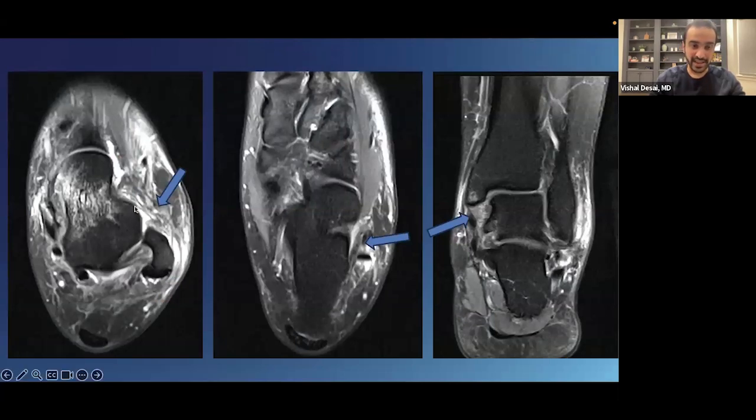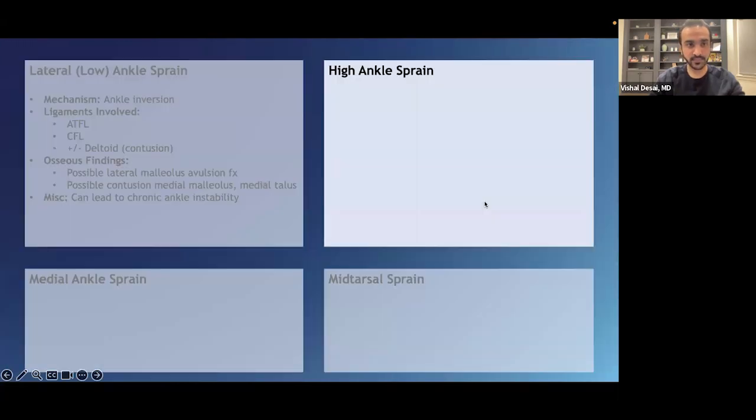Normally, we have a nice black structure, your ATFL, running from your anterior talus over to your lateral malleolus. In this case, we have a complete tear of that ATFL. In this one, we have intrasubstance signal and periligamentous edema of the CFL, so a grade 2 sprain or a partial tear. And here we have osseous contusions at the medial malleolus, the medial talus, and the deltoid ligament gets squished and contused right in between that.